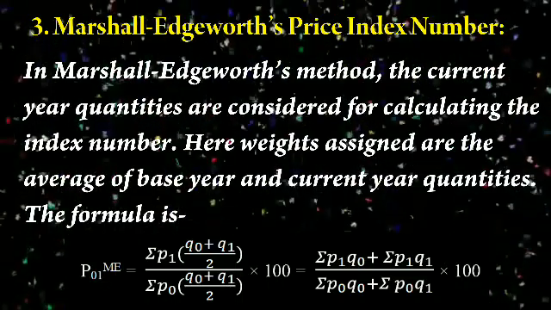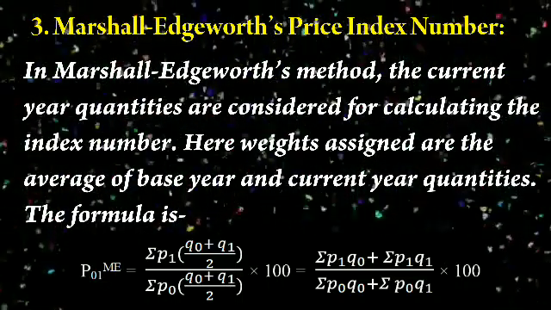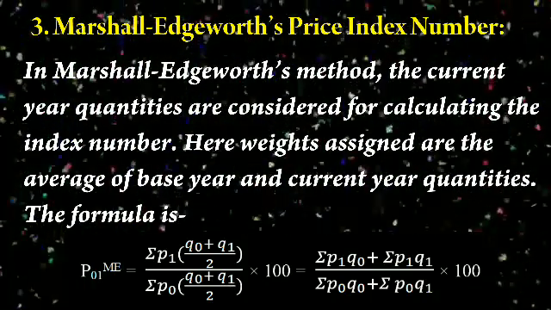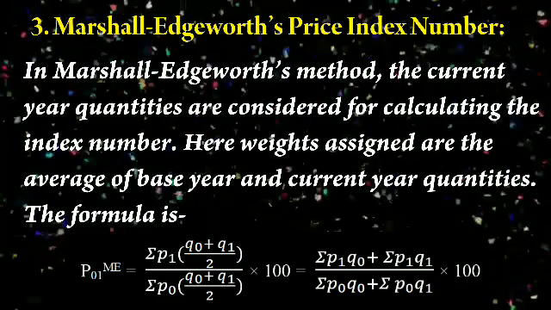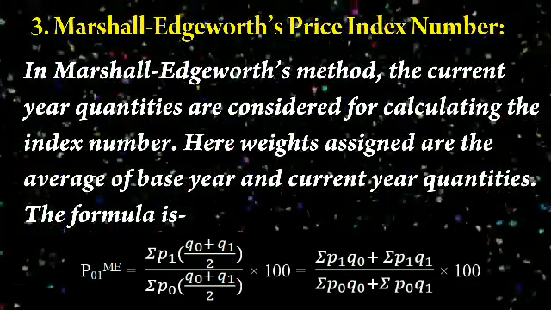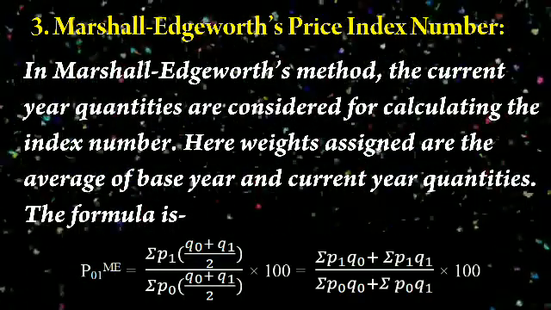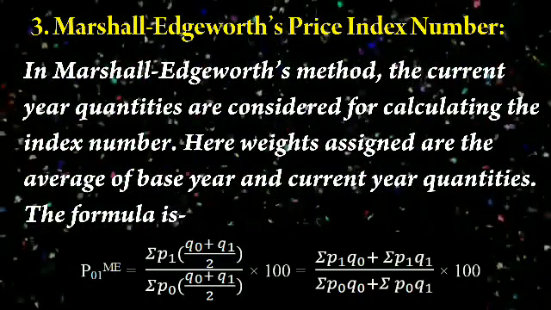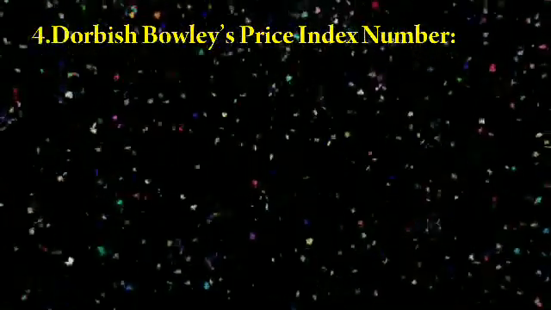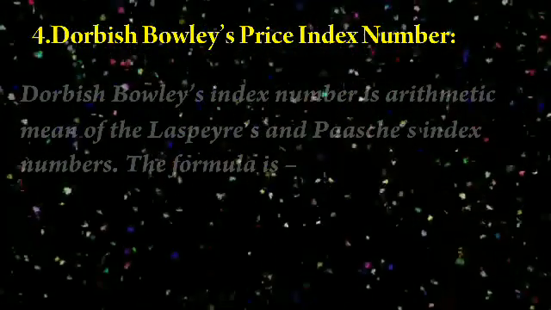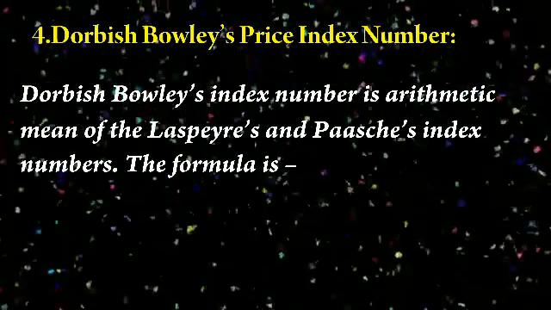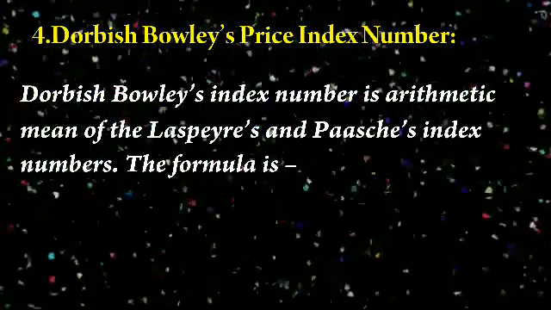Okay, so here in order to write Marshall-Edgeworth, P01 of ME equal to, in the numerator, Laspeyres numerator plus Paasche numerator divided by Laspeyres denominator plus Paasche denominator and multiply the formula by 100 and you will get the Marshall-Edgeworth price index number. Fourth one, Dorbish-Bowley's price index number. Dorbish-Bowley's index number is the arithmetic mean of the Laspeyres and Paasche index numbers.